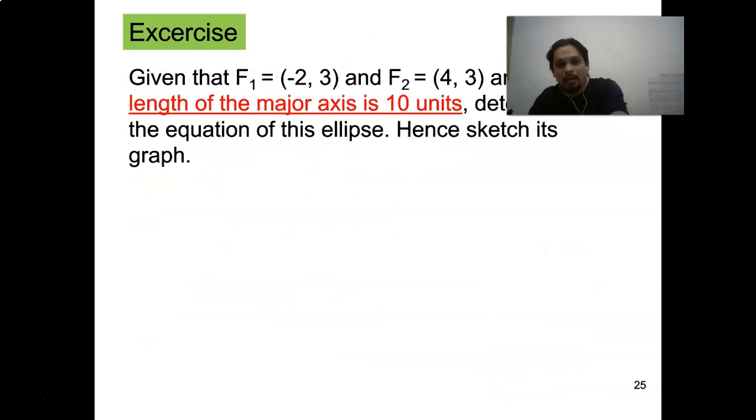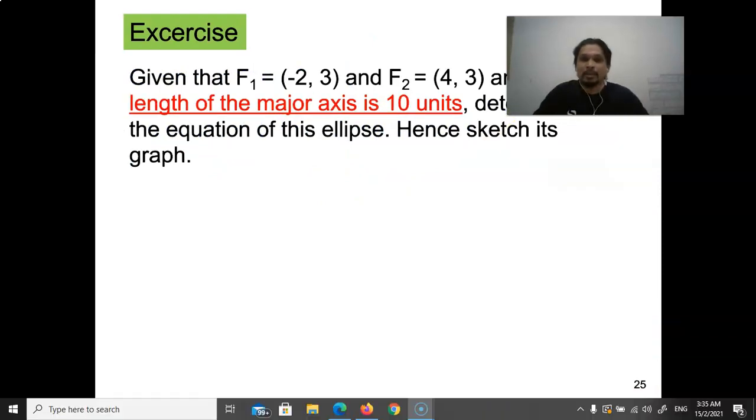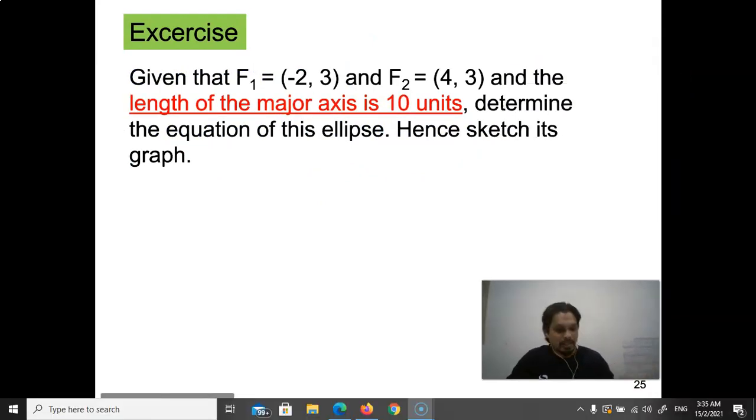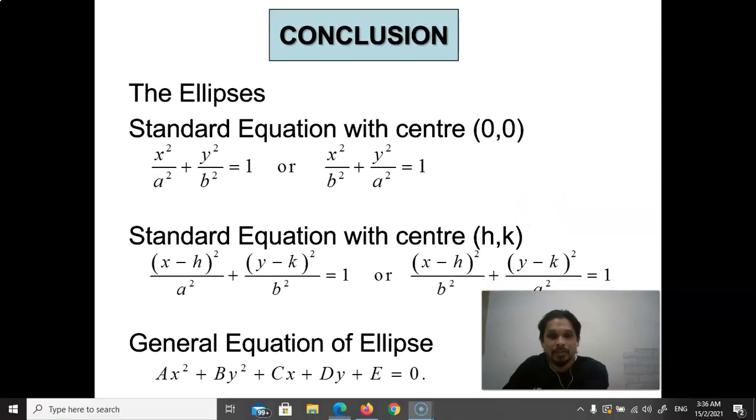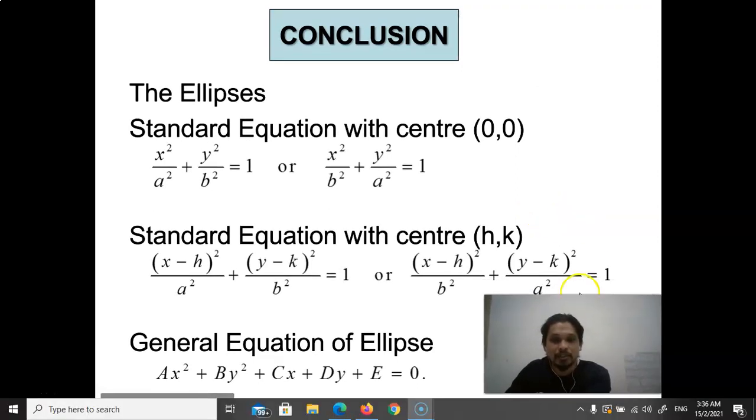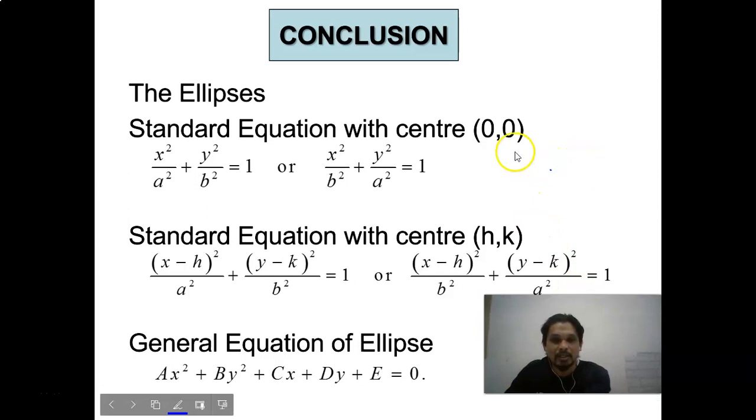So here is an exercise for all of you. You may test yourself. This is all the conclusion for the ellipse standard equation and the general equation of an ellipse.